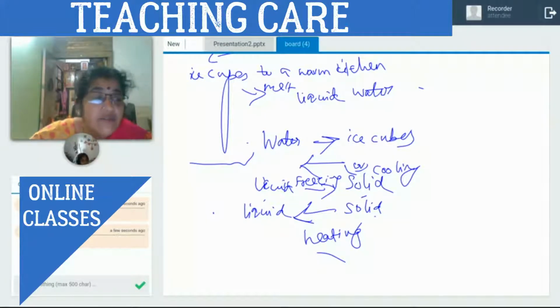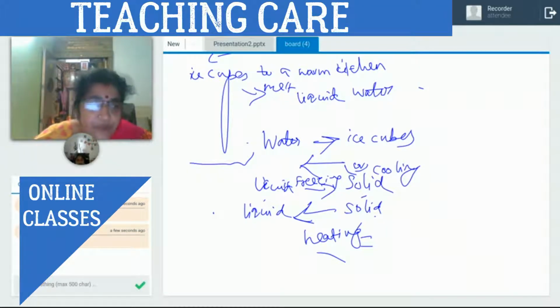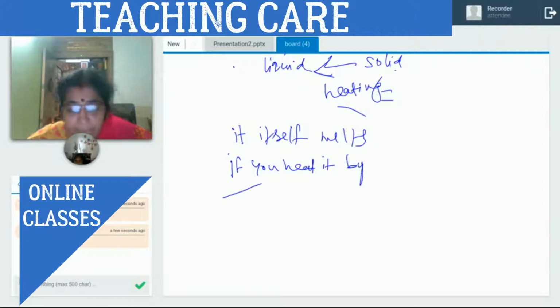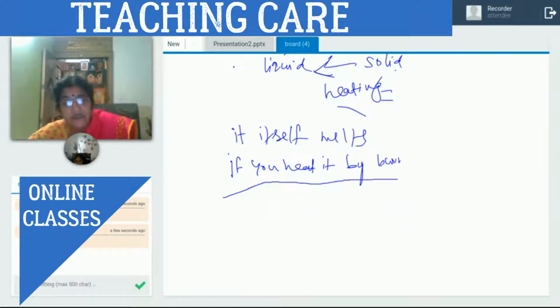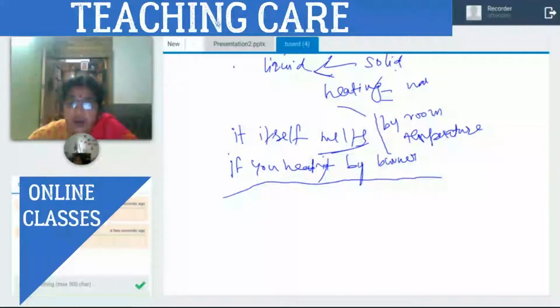During heating, I don't know the difference between heating and melting. Both are almost the same. If it melts by itself, that is melting. But if you heat it by a burner or something, it will change. That is heating, but melting is by room temperature, because the room temperature was warm, I told you, right? Because the kitchen was a warm kitchen, isn't it?